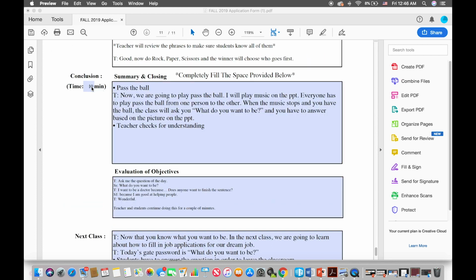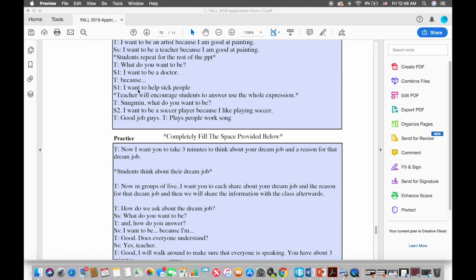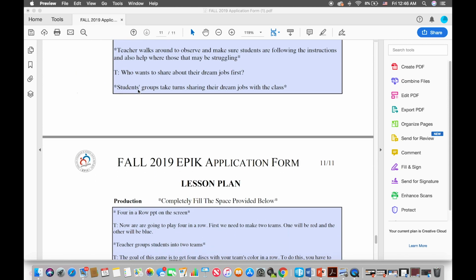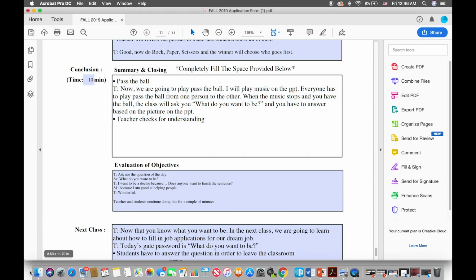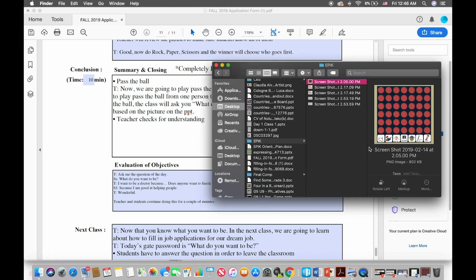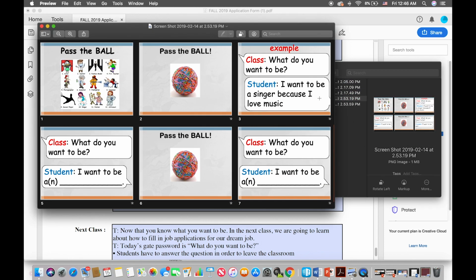Now, summary and conclusion is 10 minutes. And as you may have seen, a class has to be 40 minutes for elementary school kids. So my conclusion is 10 minutes. And in my conclusion, we will be playing Pass the Ball. And this is my Pass the Ball screen grab. And this is how we're gonna play the game.